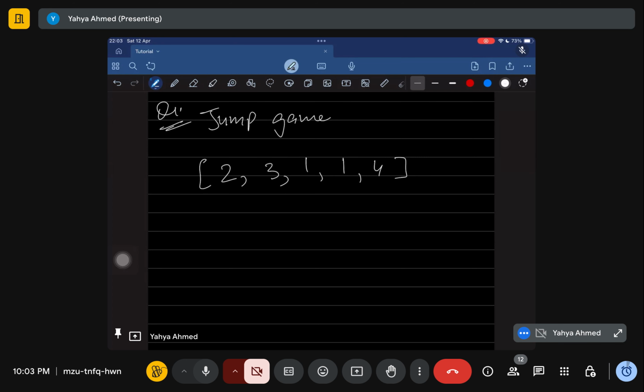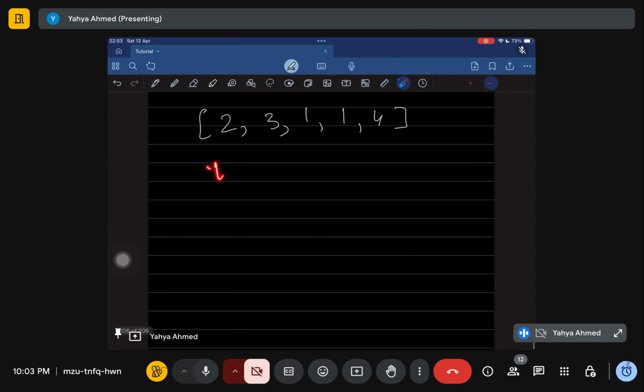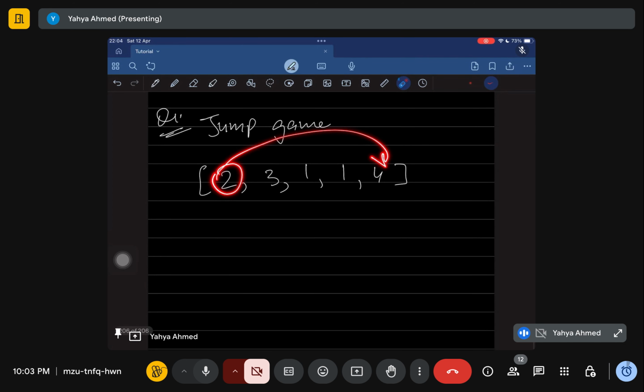The problem in this case is that you have an array of numbers, and the idea is that you're going to start at the 0th index and you want to get to the last index. You simply have to return true or false. You will return true if you can get from this index to the fourth index.